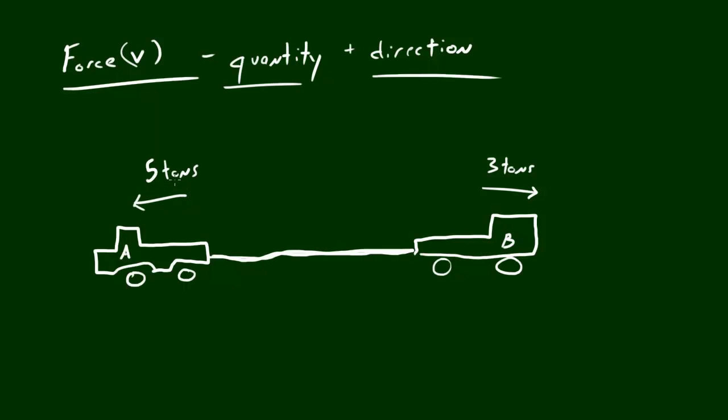Whenever we have an object moving 5 tons or pulling this chain with a pressure of 5 tons to the left, and we tie it to a truck trying to pull it 3 tons to the right, obviously this truck, truck number B, has a weaker force. So we end up with a total net force of 2 tons in the left direction. So again, just remember that.